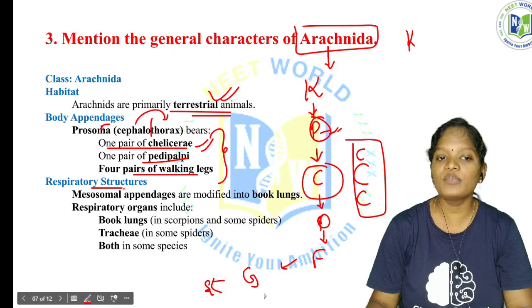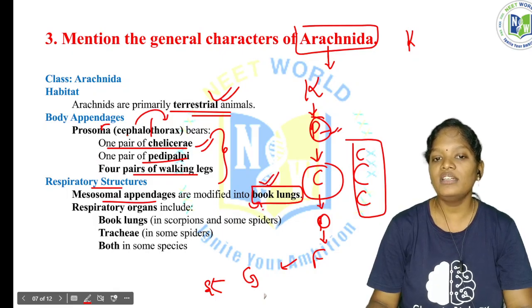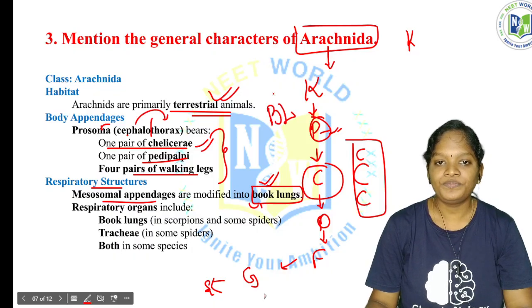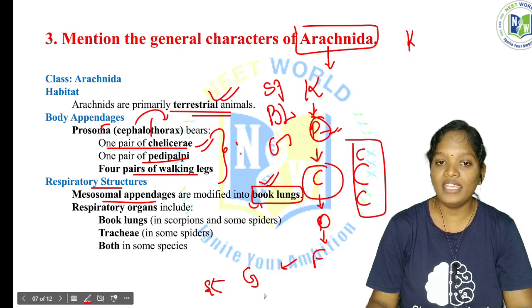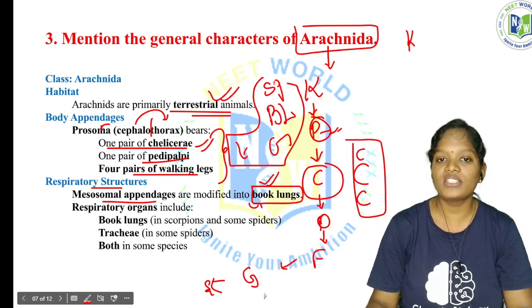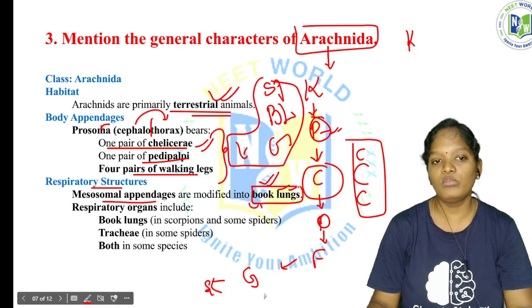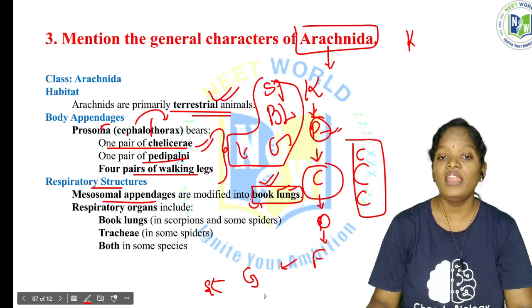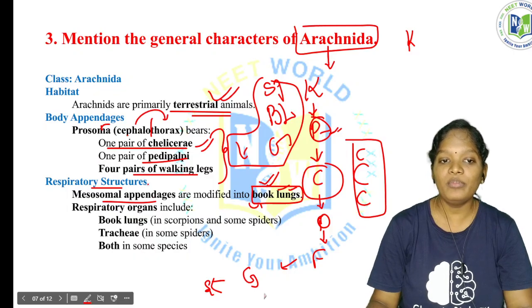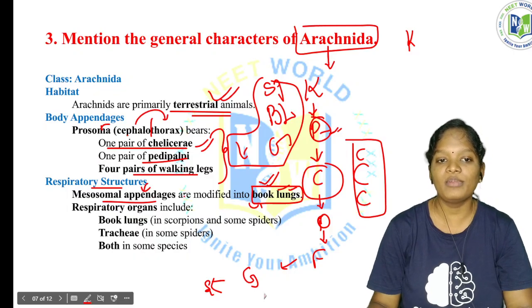Now what are the respiratory structures? Mesosomal appendages are modified into the book lungs. The mesosomal appendages are nothing but respiratory organs. See, book lungs, spiracles, and gills or tracheae, all these are the respiratory structures under the phylum Arthropoda. Here the book lungs are modified from the primitive structure called mesosomal appendages.